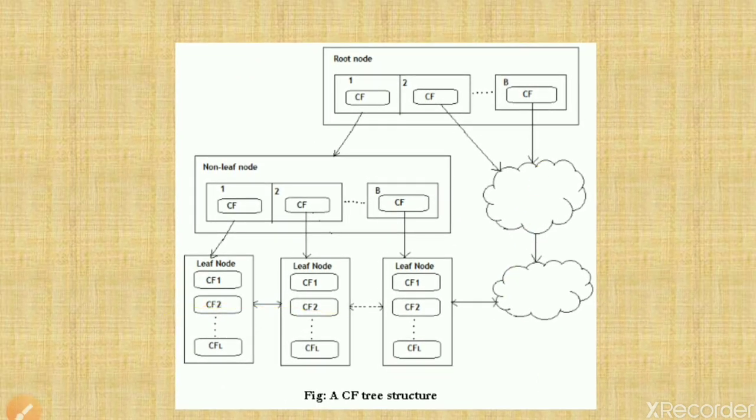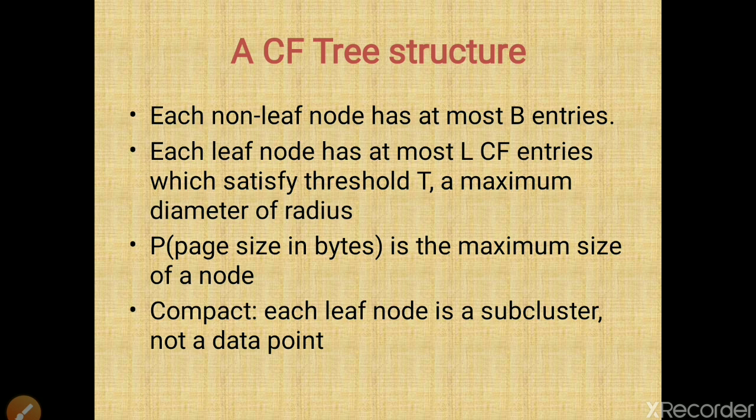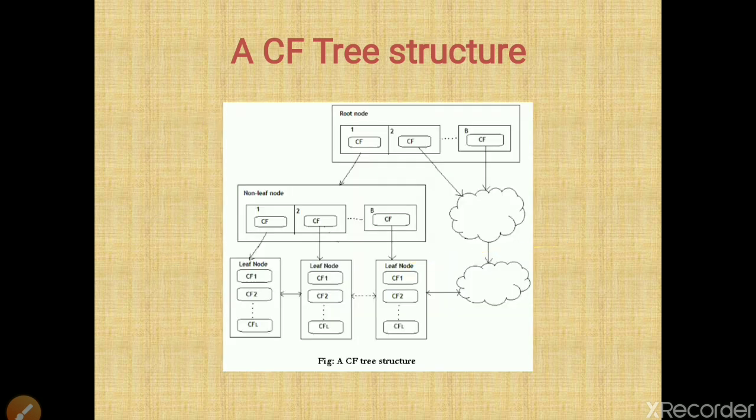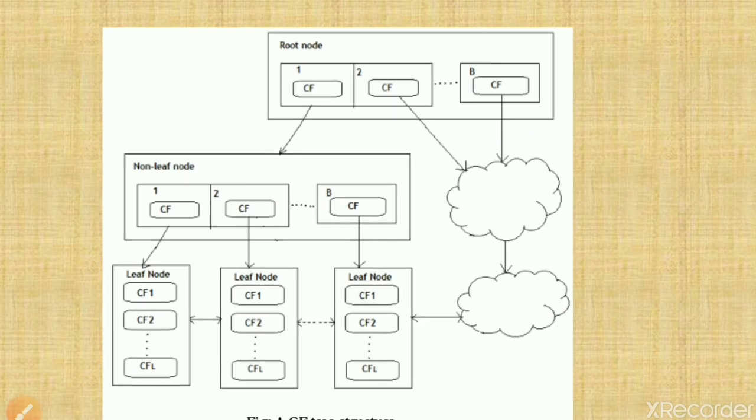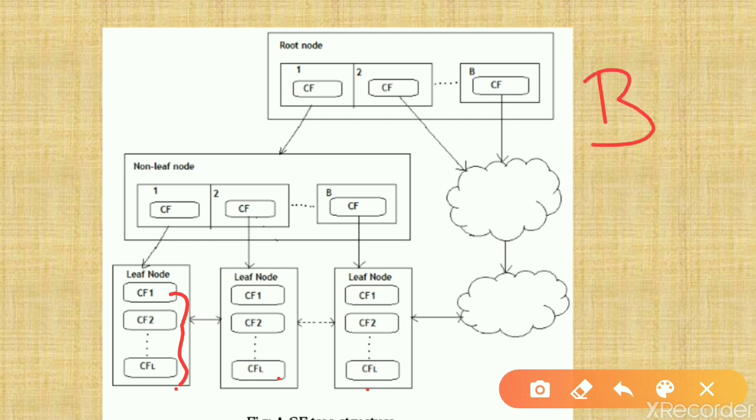And what is the next point? Each leaf node has at most L clustering feature entries, which should satisfy the threshold value T. You can see this is the leaf node, and here each leaf node has L entries. Each non-leaf node has B entries and each leaf node has L entries, which should satisfy the maximum threshold value T.